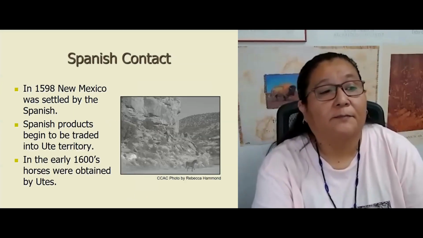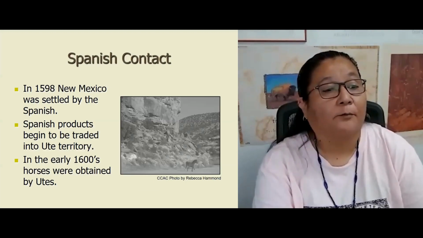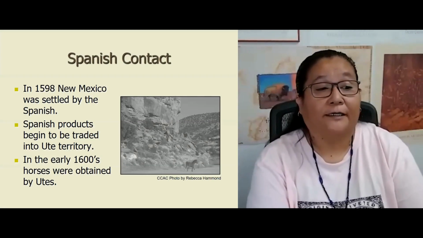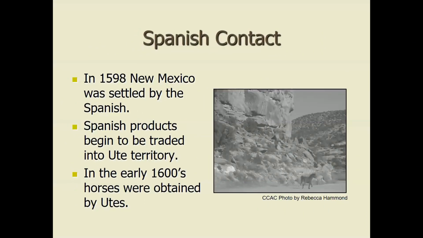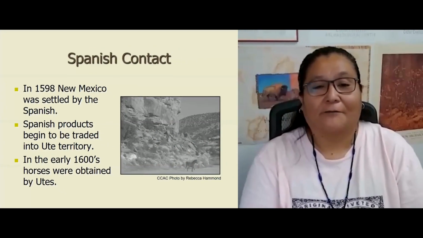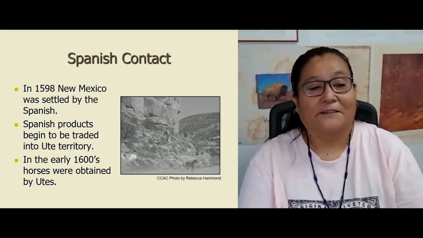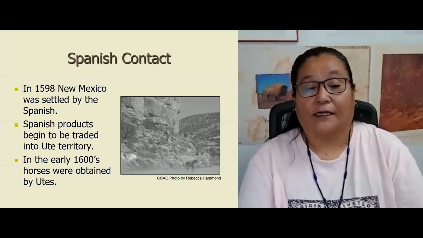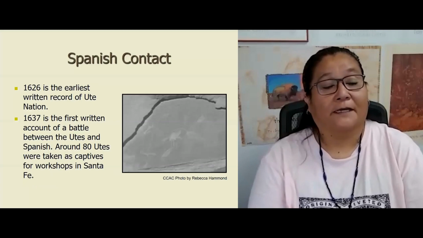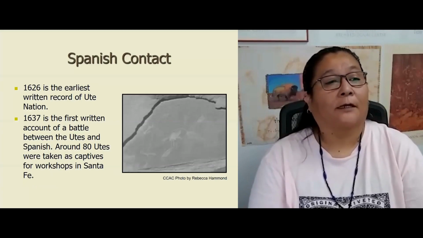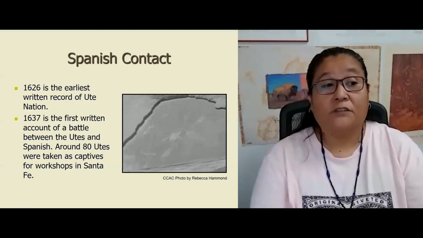So I'm going to talk a little bit about the Spanish contact. In 1598, New Mexico was settled by the Spanish. Products started being traded into Ute territory, and in the early 1600s, horses were obtained. And it was really cool because I had a talk with some other colleagues, and we were talking about horses in Spanish, and they were telling me how the Spanish could actually get killed for selling a horse to Ute people. And so in a way, I was like, yeah, we kind of didn't trade them. We probably stole a lot of them. But we were one of the first tribes to really obtain the horse and really use the horses.